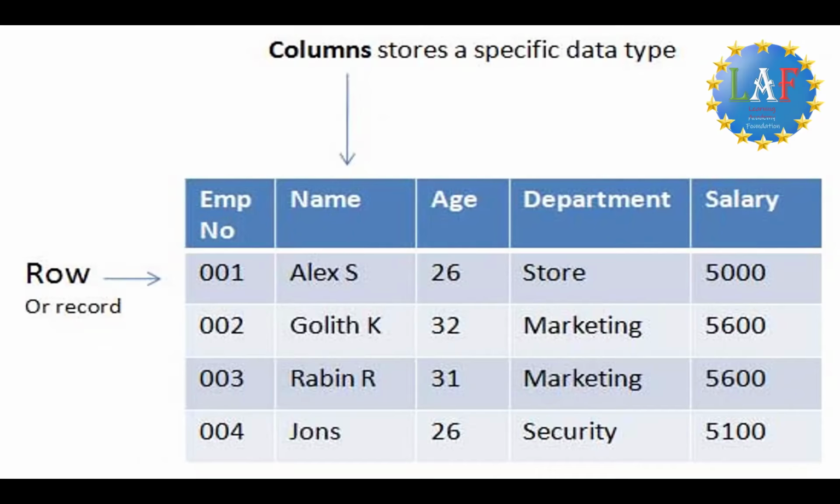The rows are called records. The columns are called fields. Each stores a specific data type, like name or number.